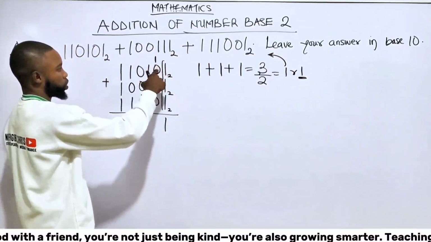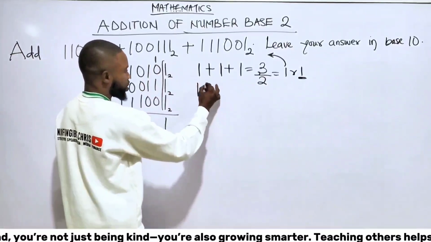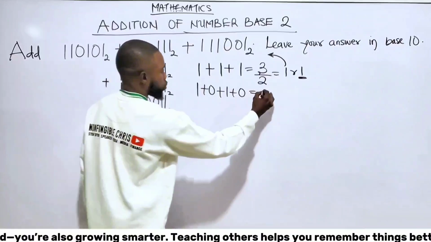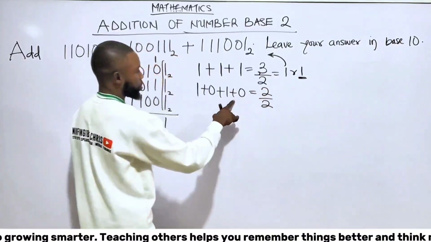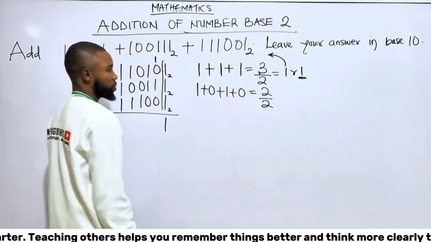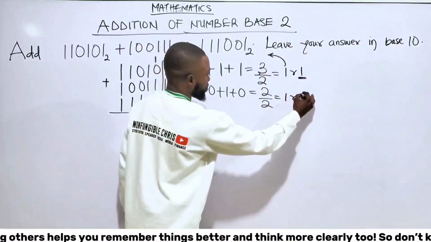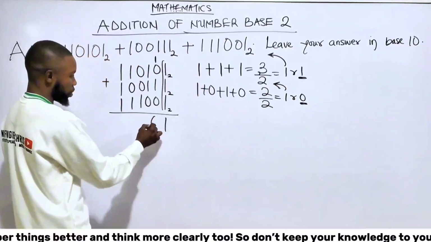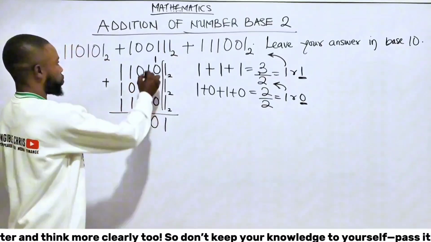Alright, so we have 1 plus 0 plus 1 plus 0. That gives us what? 2. Divided by the number base, because the answer is equal to the number base. That gives us 1 remainder 0. So we fix 0 here and carry 1 over.